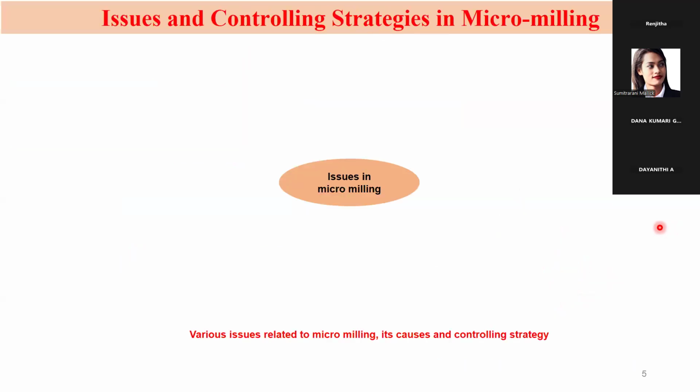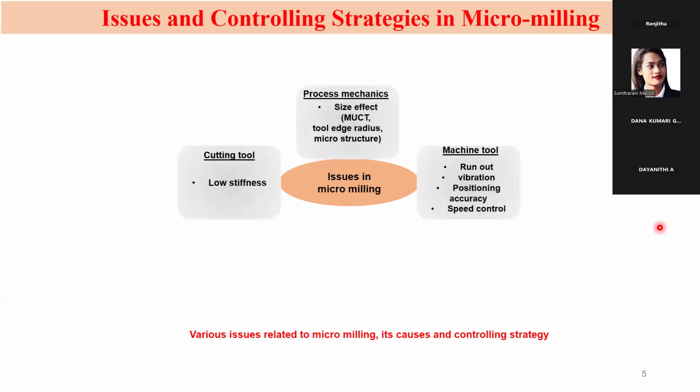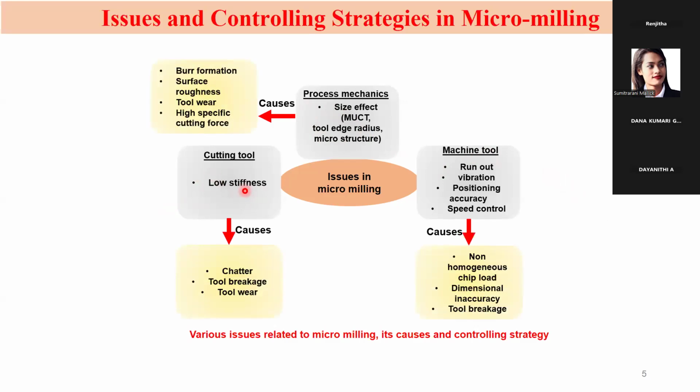Then, overall, we come to what the issues in micromilling are. What are the overall issues? The issues come from all sides. As a machine tool, when we are doing machining operations, we have a machine tool, that means, let's say, a lathe, a milling machine, a drilling machine, whatever. Then there is process mechanics, that means how chip formation occurs. And again, we need a cutting tool. So from all sides, from the cutting tool, the issue is low stiffness. In process mechanics, as I discussed, the size effect is there. And in the machine tool, there is the effect of runout, vibration, positioning accuracy, and speed and speed control.